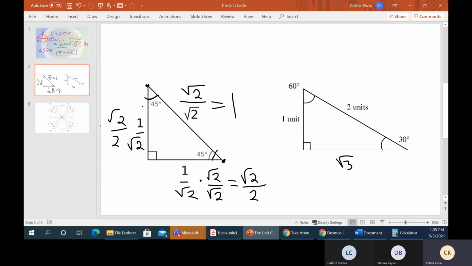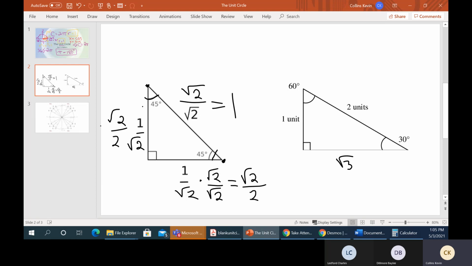All right, so questions how I got that? Basically, all I did was I just divided everybody by the square root of 2. Okay, so that is our first triangle that we're concerned with.